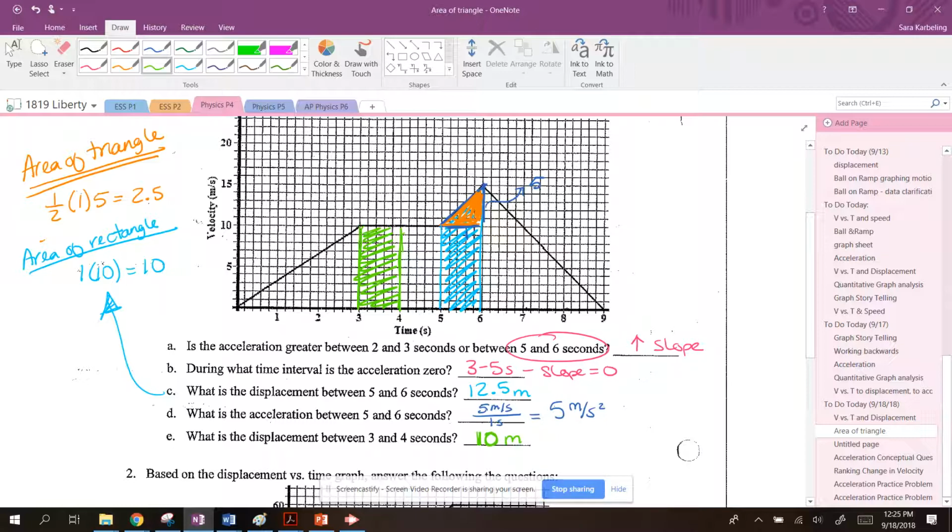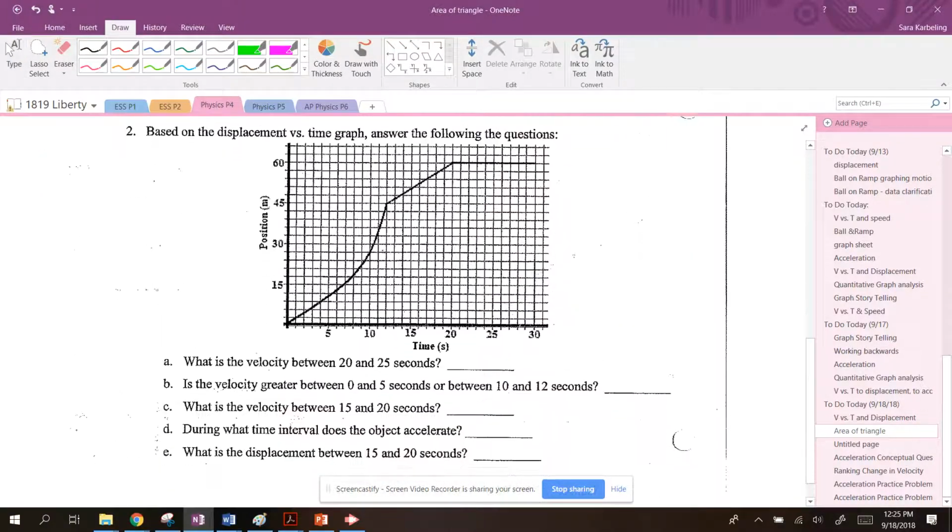How are we doing? Doing okay? All right. Do you want another moment to talk about number 2 with your partners, or do you just want to keep going? Keep on rolling? Sweet. Let's go.